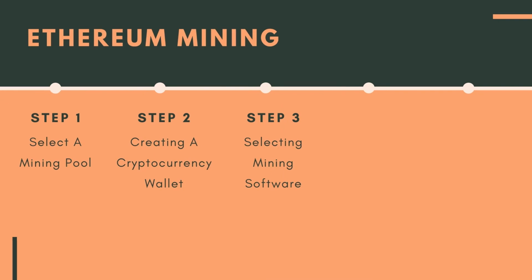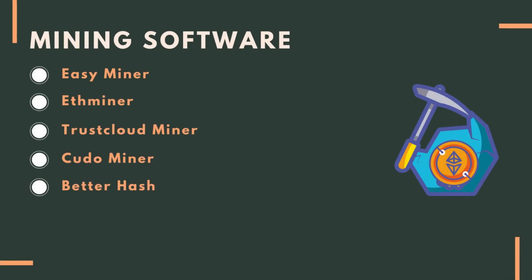Let's move to our next step, that is selecting mining software. And these are some mining software: EasyMiner, ETHMiner, Trust Cloud Miner, Kudo Miner, and Dagger-Hash. EasyMiner and ETHMiner are two good examples. We are going to use ETHMiner for this.